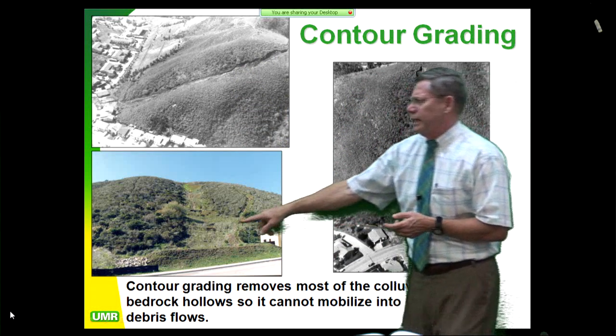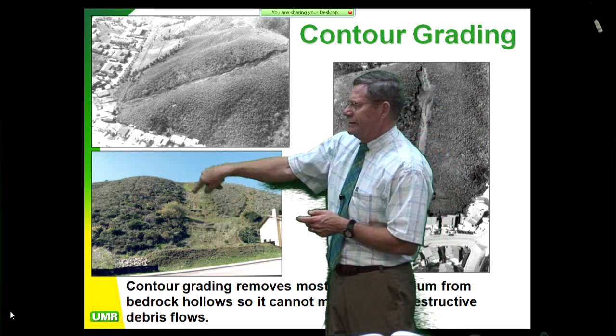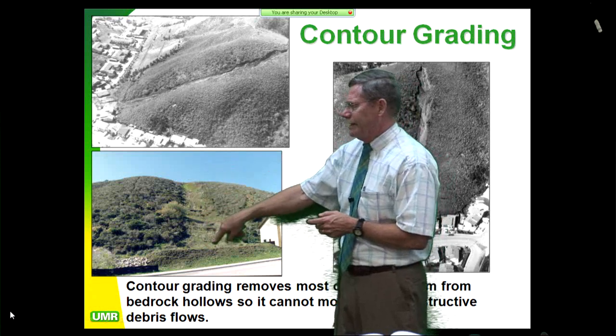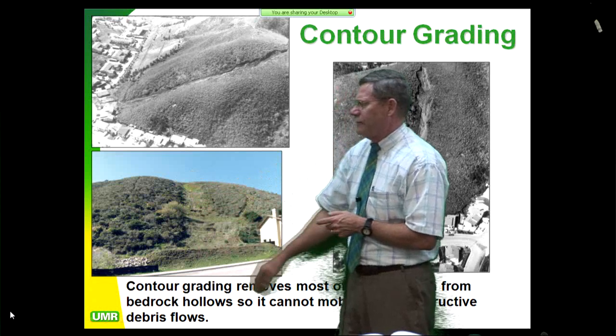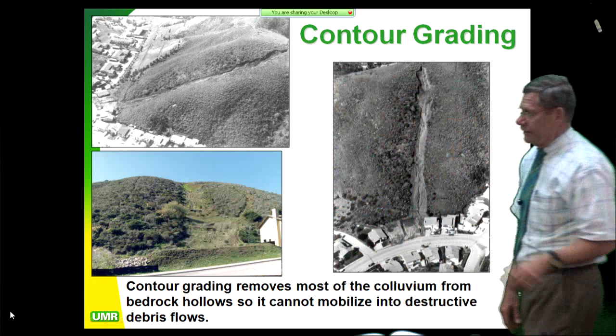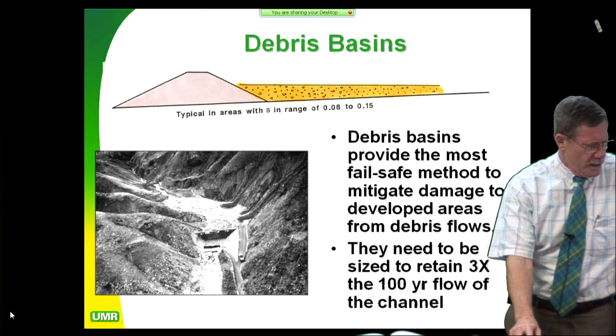Well, one way you can mitigate it is to go up here and take the colluvium out, and that's what they did. So it was Alan Kropp and Associates, my former partner. He got in there and actually just took all the colluvium out of that ravine, and then they were able to rebuild the lots down here later by taking the loose material out of there.